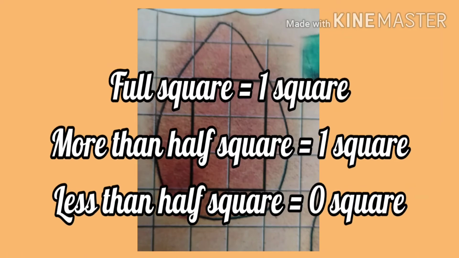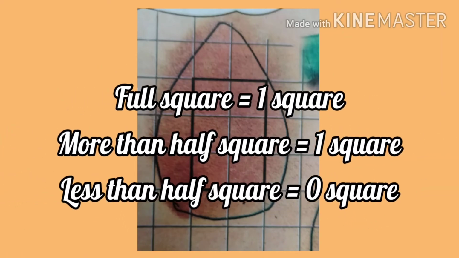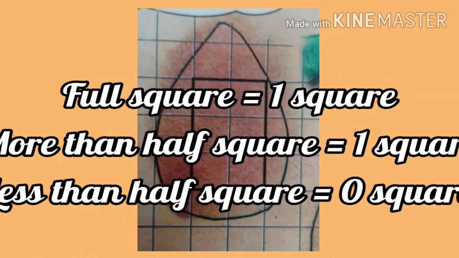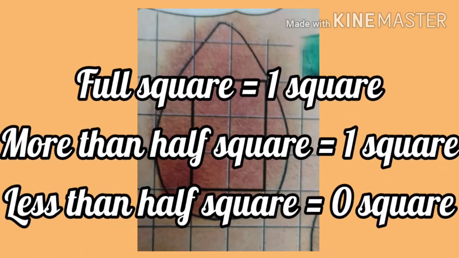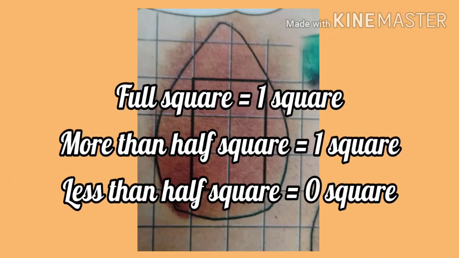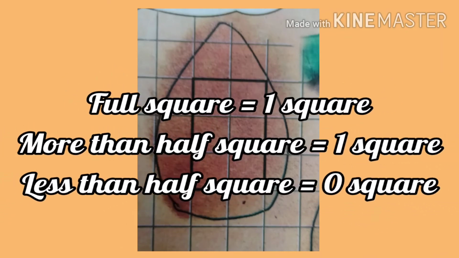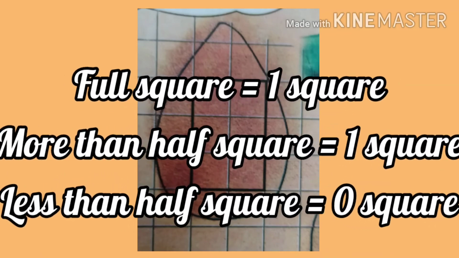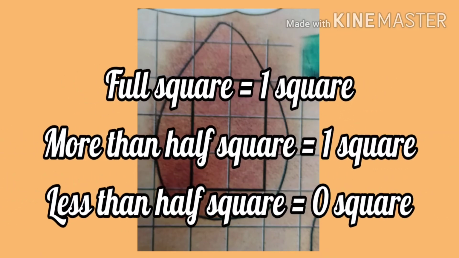Once again, I want to repeat this golden rule. So remember this rule for your future. At the time of counting square, assume that more than half of a square will be counted as 1 square and less than half of a square will be counted as 0 square. Okay?